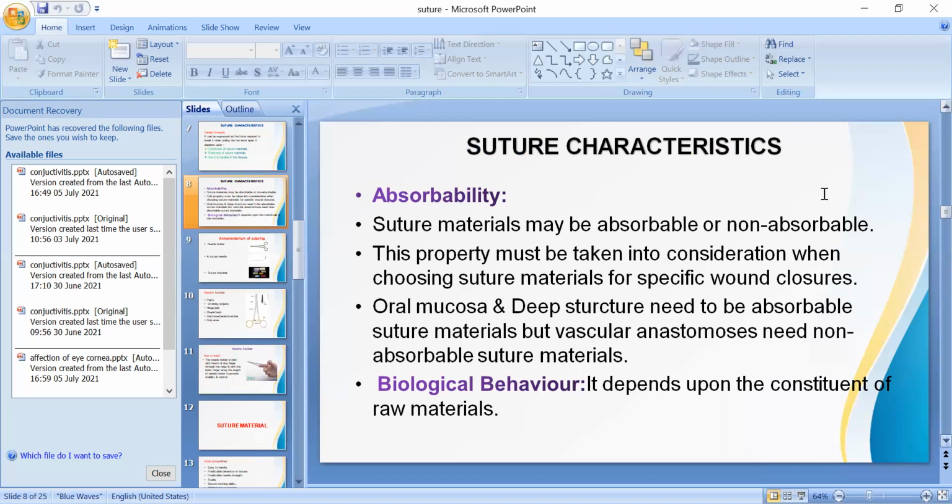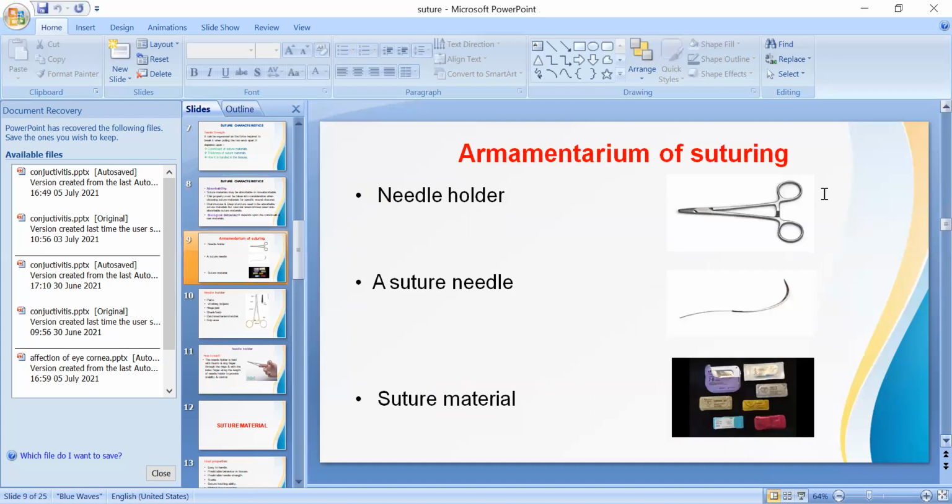The next point is biological behavior. It depends upon the constituents of the raw material. So this depends upon the raw materials of the sutures.